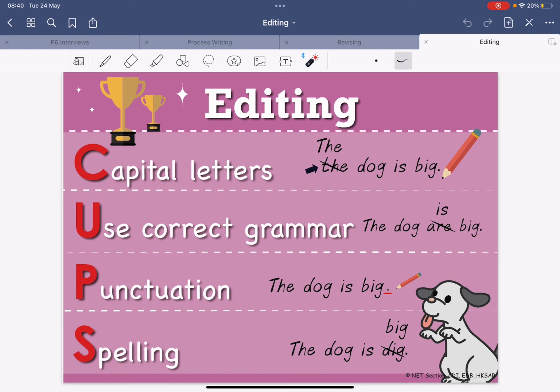Don't make your sentences too long, okay? If it's very long, break it up with a full stop and then use a big letter. And spelling, okay? Any word that is difficult, check it in a dictionary. And any word that you spell incorrectly, you need to check the whole writing and see if you did that word incorrectly again, okay? This is how we do revising and editing.